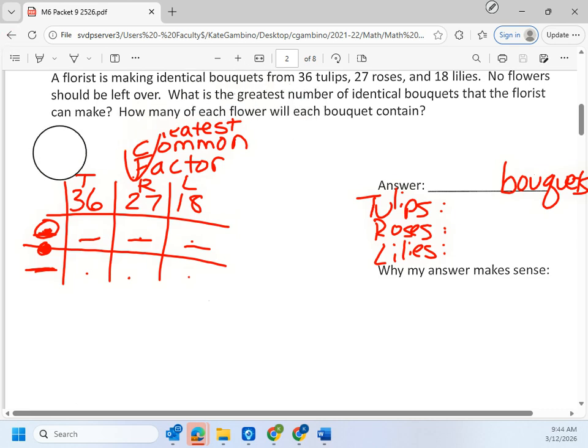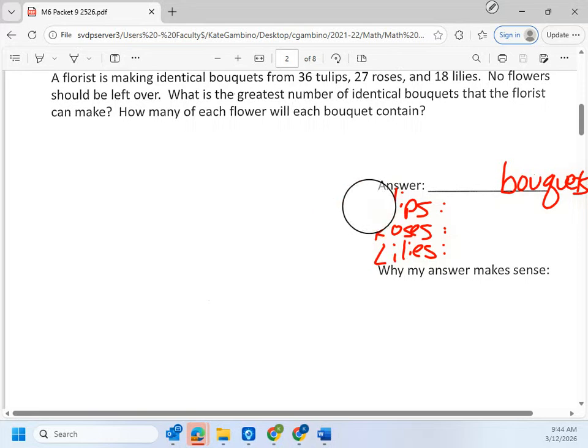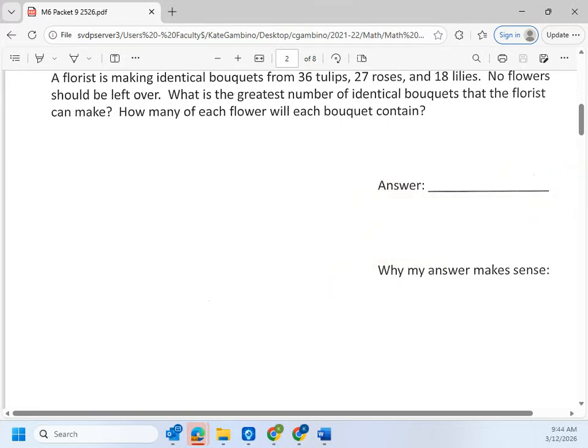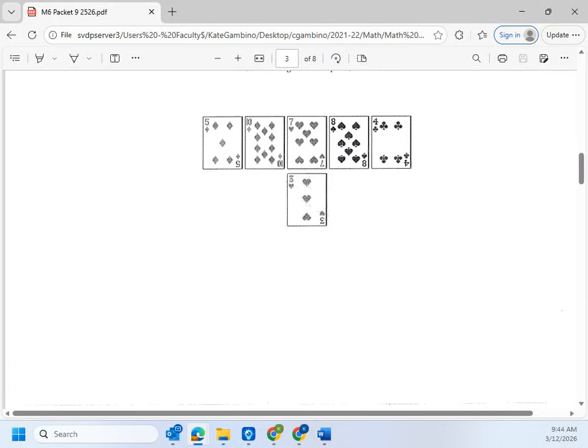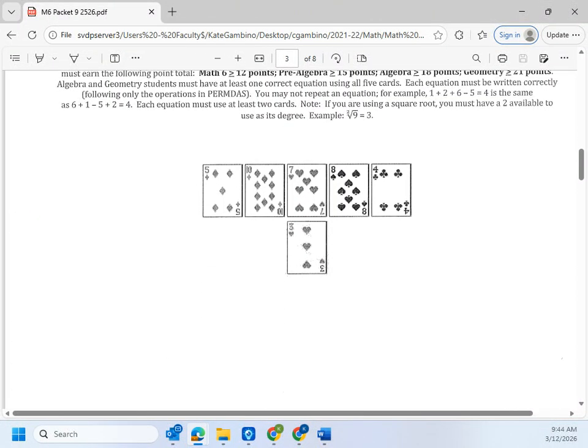Our next page is the 5-card challenge. We know how to do these pages. So work through your equations. Remember, you can't just flip a number and call it a new equation. If it's the same operations happening, -4 is -4. Doesn't matter where it falls in there. If it's the same operations, it's the same equation.